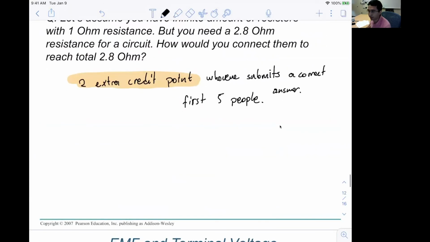So I guess you remember the capacitance we used. In the example, you need to connect some of them in parallel, some of them in series, so you can get 2.8 ohm, but you must use only 1 ohm resistors. You cannot use 2 ohm or 3 or any fraction. But you can use as many 1 ohm resistors as you want.